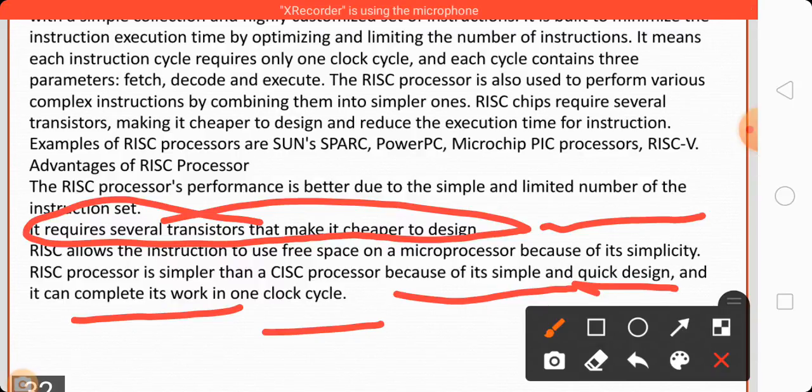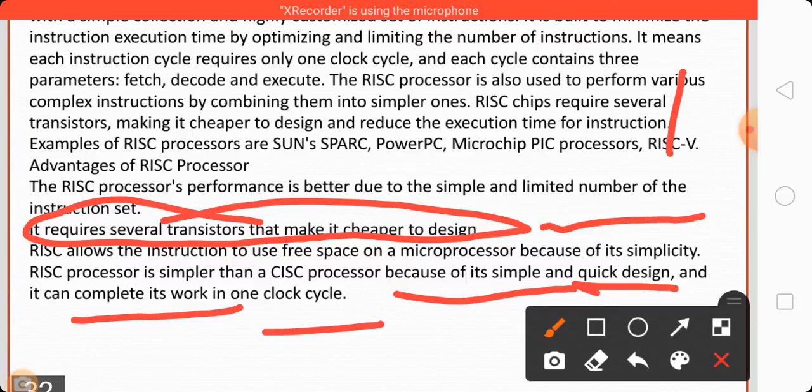Again, the RISC processor completes its work in one clock cycle. RISC architecture completes its total work in one clock cycle, meaning each instruction cycle requires three parameters. It can perform fetching, decoding and executing in one clock cycle. That is why the processor has a simple and quick design.